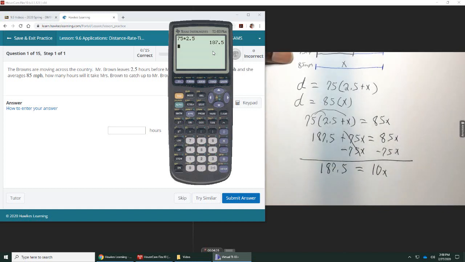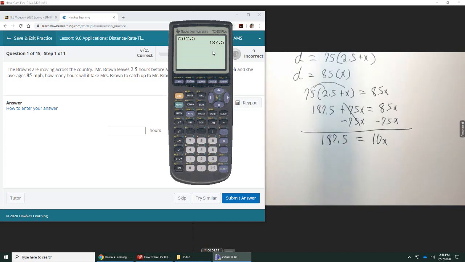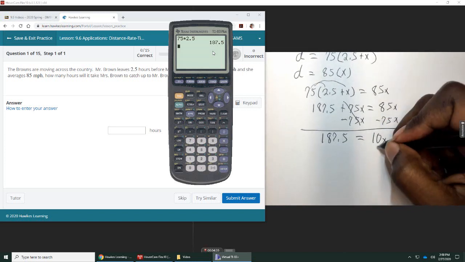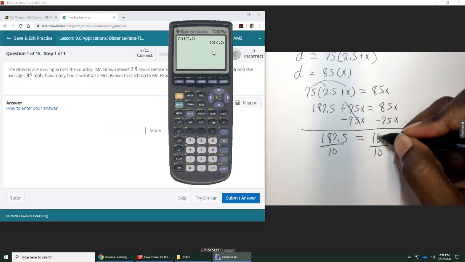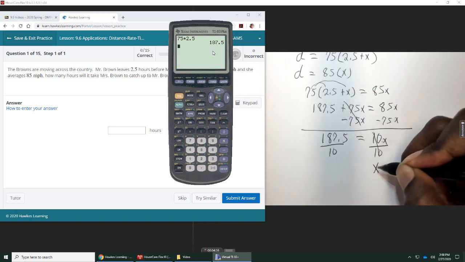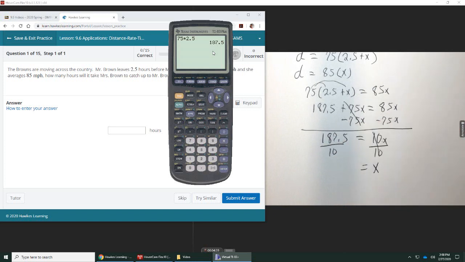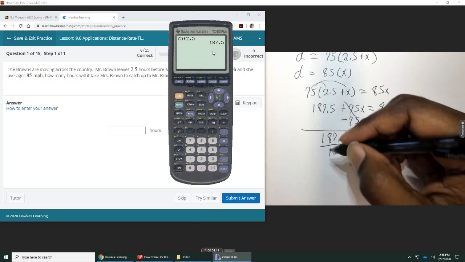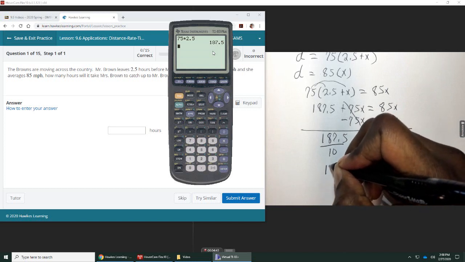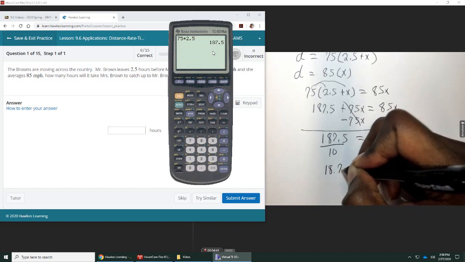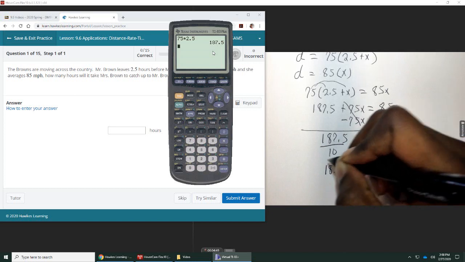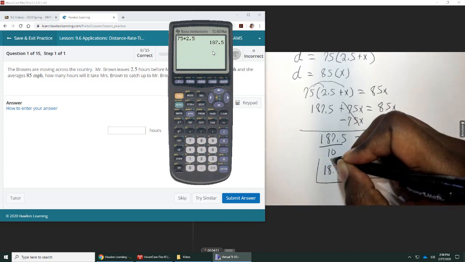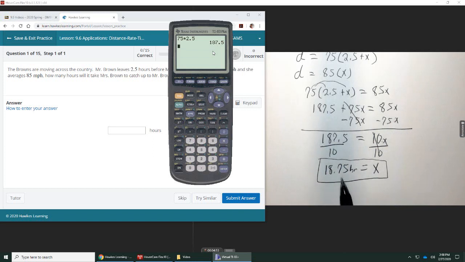So last step we need to do is divide by 10 on both sides. And dividing by 10 will leave us with X equals, and 187.5 divided by 10 gives us 18.75. And this is hours. So 18, almost 19 hours later, she will catch up with him. It's a long drive.